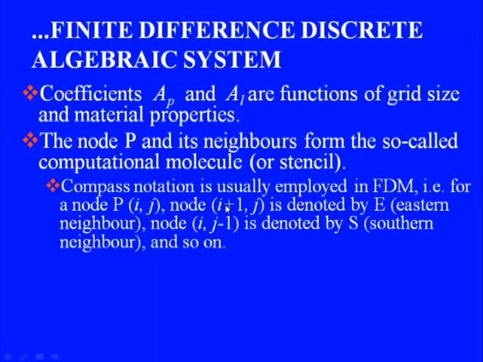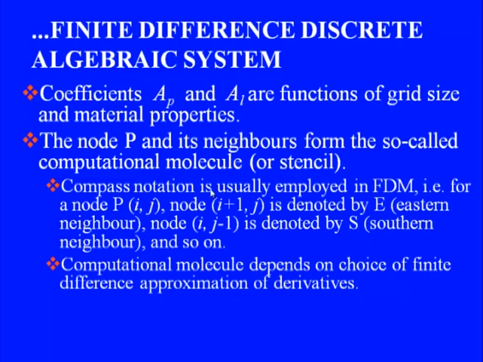Now in the finite difference method, we normally employ a structured grid, that is to say at each point the grid locally represents an orthogonal grid system. So in this case we use what we call compass notation. Node P with indices i, j; its node i plus 1, which is towards the right of it, we will denote by eastern node or eastern neighbor; node i, j minus 1 is denoted by southern neighbor, and so on. The computational molecule would depend on the choice of finite difference approximation of the derivative. Let's have a more detailed look at this computational molecule. So let's get back to our board. Or we also call it a stencil.